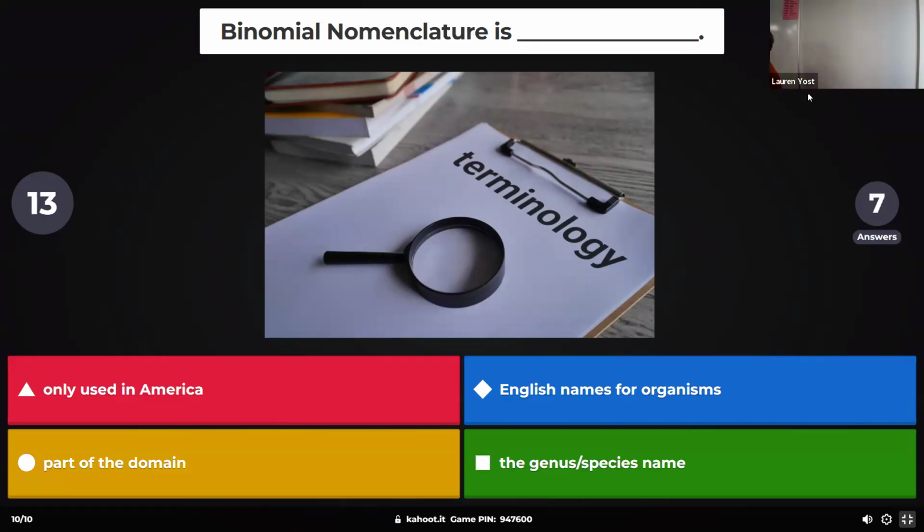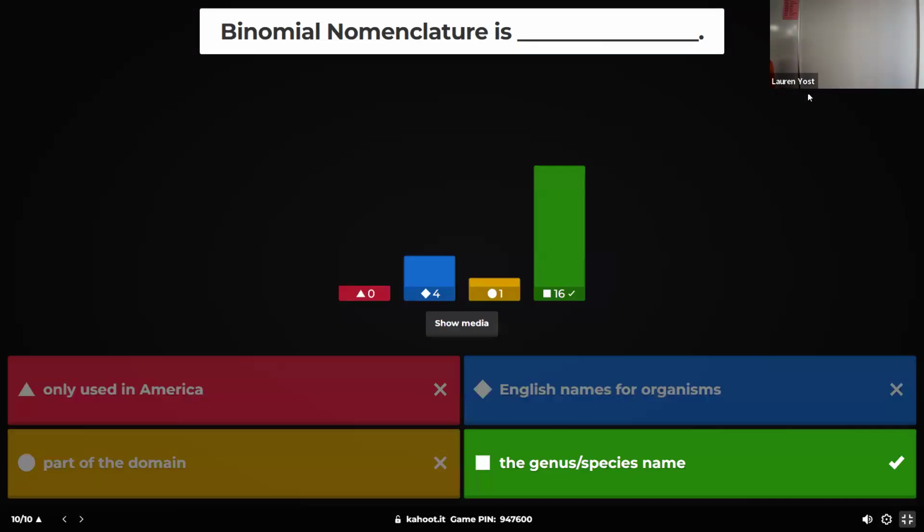Binomial means two, bi, nome, name. Two name, naming. All right, so that's the genus and species. So Staphylococcus aureus. The genus is Staphylococcus, the species is aureus. That second word, aureus, actually has its own term. That's called a specific epithet.